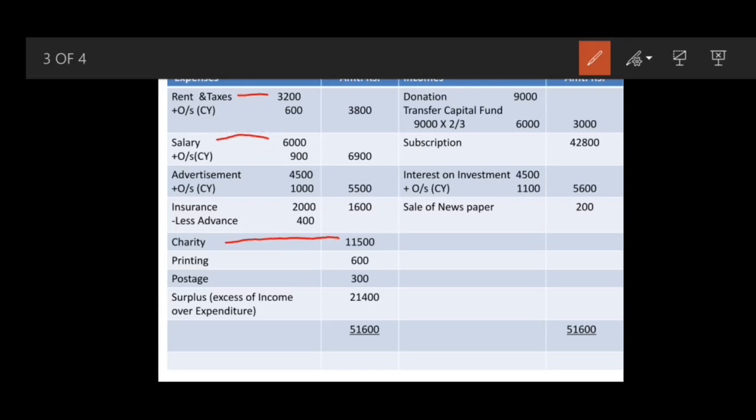Then comes your printing. Again this is an expense, leaving one line after salary, write down printing, outer column. Then postage, outer column. Then advertisement, we had made a tick mark on this, so make it an inner column, advertisement 4500. Then comes your insurance. We have made a tick mark on insurance, so in the inner column you have to write down insurance 2000.